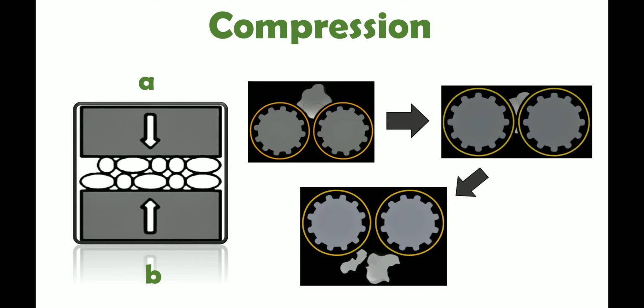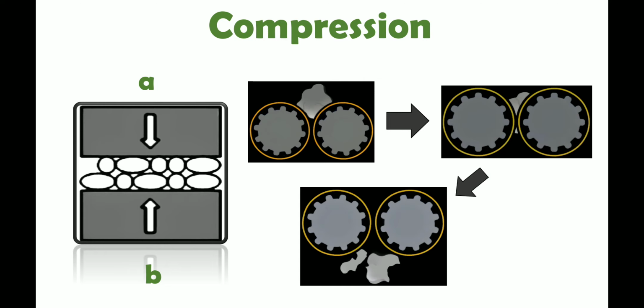The next stress is compression. With the term compression, it can be immediately understood that there must be some kind of application of pressure. 2 surfaces A and B, as we can see on the slide, apply 2 rigid forces individually towards each other, causing the crushing effect on the particles, and then the particles get disintegrated.